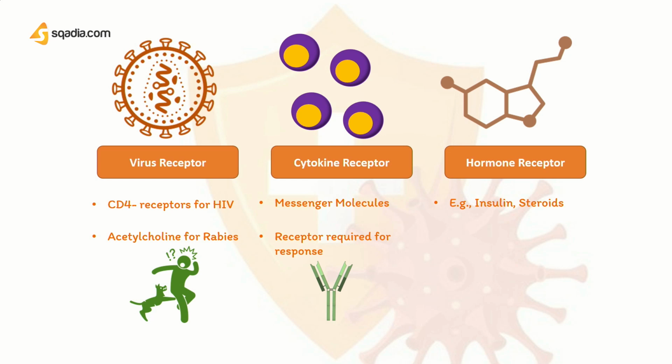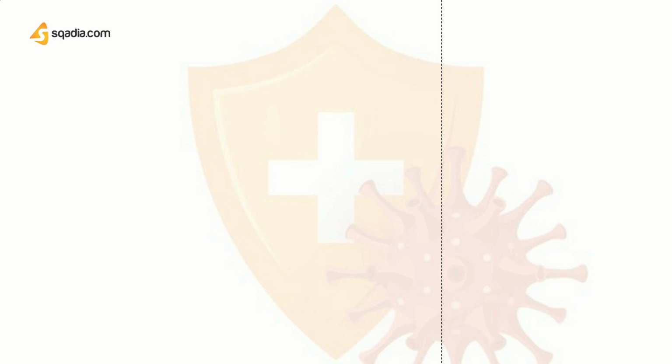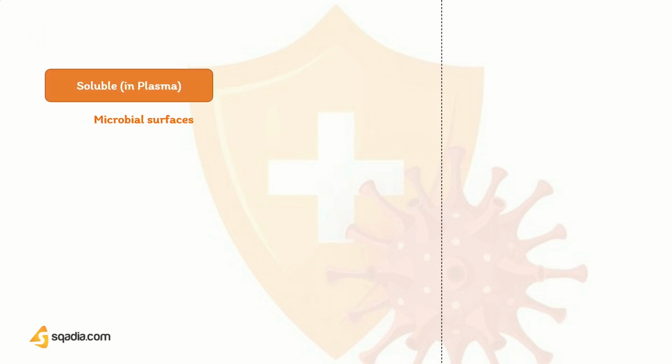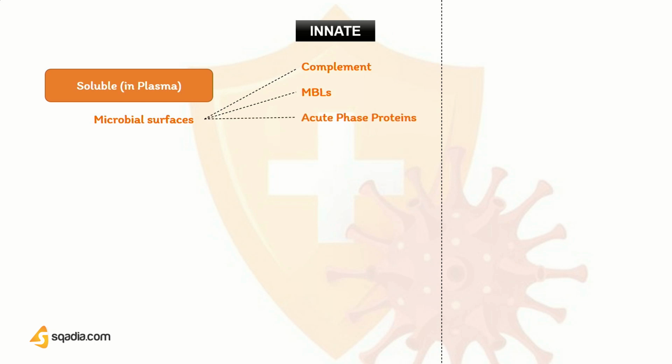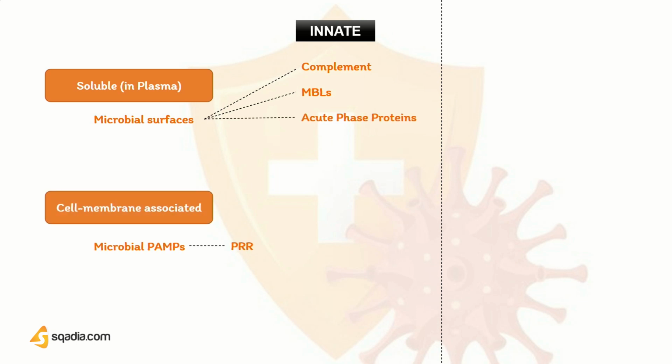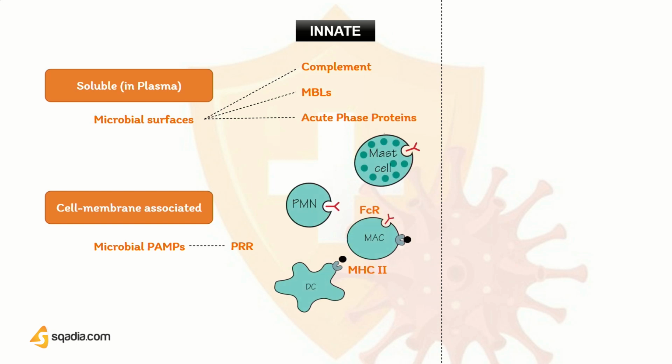carrying the appropriate receptors. Now, to sum up the whole pattern for you, the innate immune system will have soluble molecules in plasma that are complement, mannose binding lectin, and acute phase proteins. It also contains cell-associated recognition that occurs in pattern recognition receptors, and they will send these antigens to their respective binding sites for the immune responses.